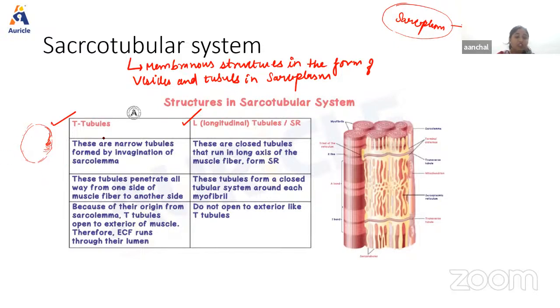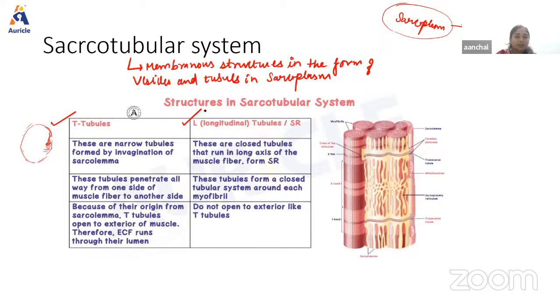Okay. So T-tubules or transverse tubules are narrow tubules formed by the invagination of the sarcolemma, and these tubules penetrate all the way from one side of the muscle fiber to the other side. Because of their origin from the sarcolemma, the T-tubules open to the exterior of the muscle. Therefore, the ECF, extracellular fluid, can run through their lumen.